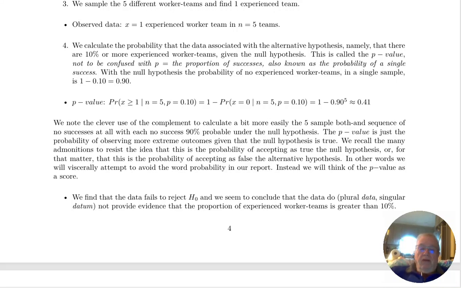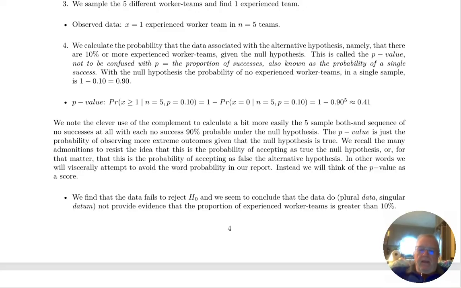We recall our admonitions, however, that we must resist the idea that this is the probability of accepting as true the null hypothesis. It's not, because it's either or. Once you've made the decision of accepting or rejecting, you're done. There's no in between with this method. And that is the key point to make. Why? Because that's how it was set up. Very simple. That is how it was set up. Very platonically.